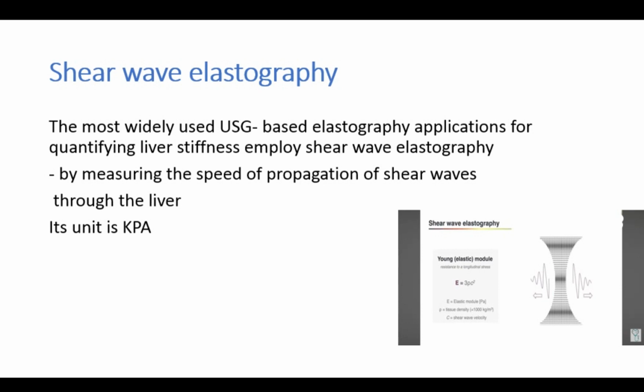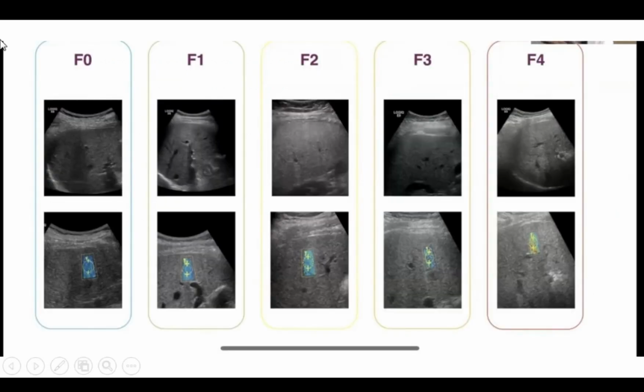Whenever the stiffness of the tissue increases, the speed of the wave propagation will also increase. This is imaging of different patients in different stages of fibrosis. The upper row is grayscale imaging of patients with liver cirrhosis of different stages, but they look the same. They have minimal changes, not enough to be seen grossly. But the lower row is after applying the elastogram.